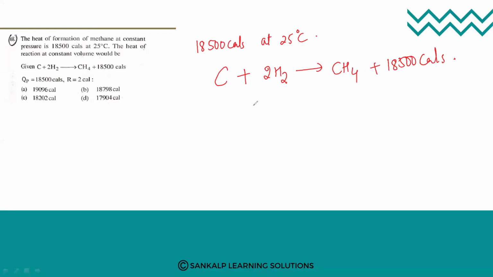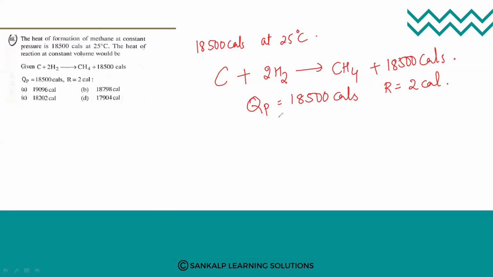Next question. The heat of formation of methane at constant pressure is 18500 calories at 25 degrees Celsius. This is the heat of formation of methane. So you have to find the heat of reaction at constant volume. So this is a reaction when carbon reacts with hydrogen gas, giving you methane plus 18,500 calories. QP is given, that is 18,500 calories, and R is equal to 2 calories. So you have to find what? The heat of reaction at constant volume.